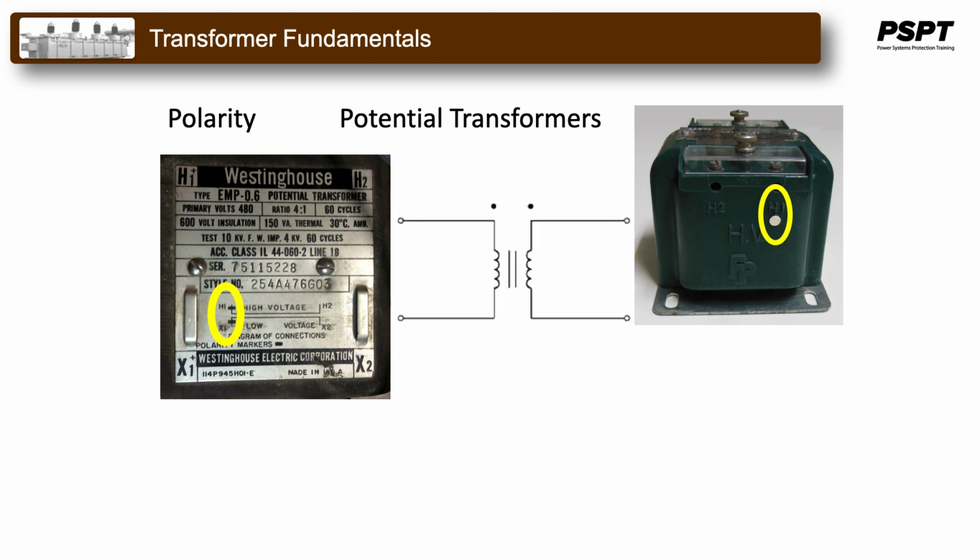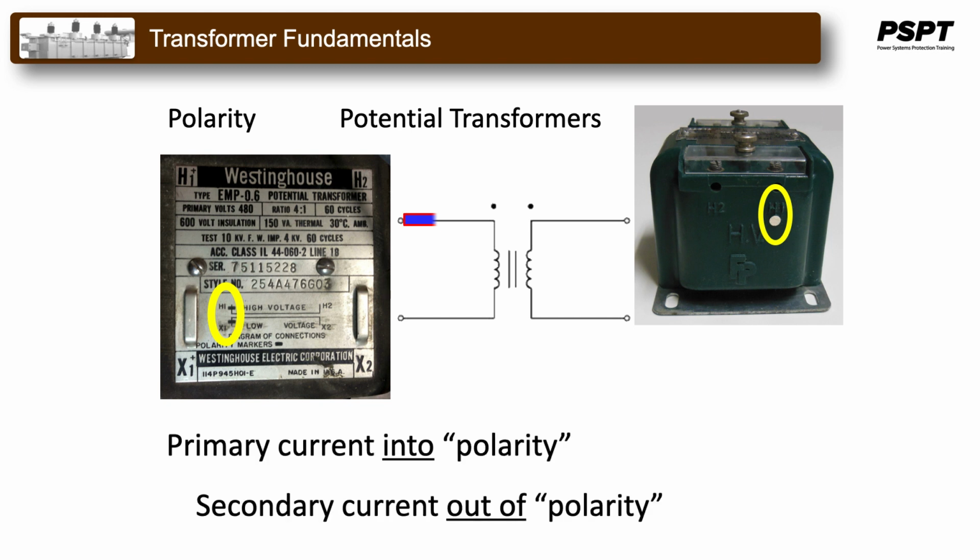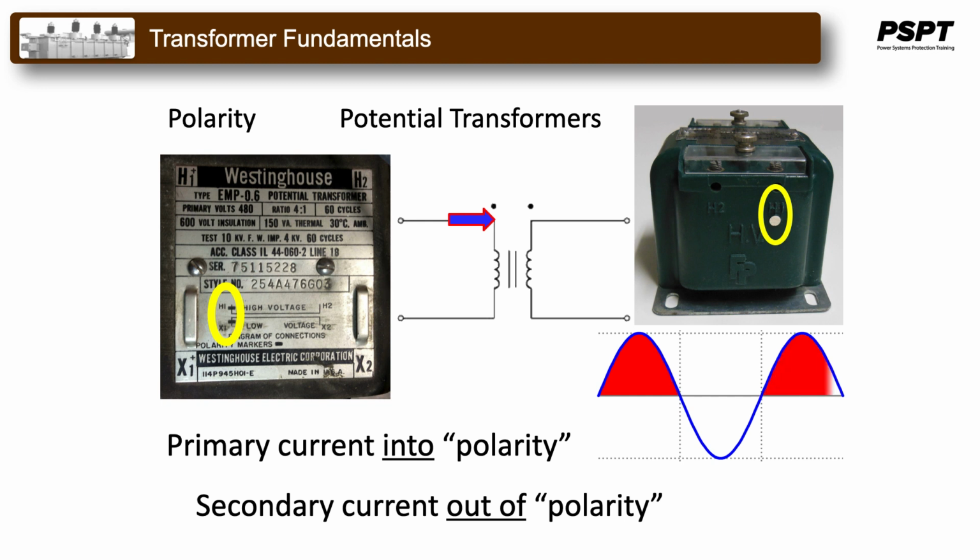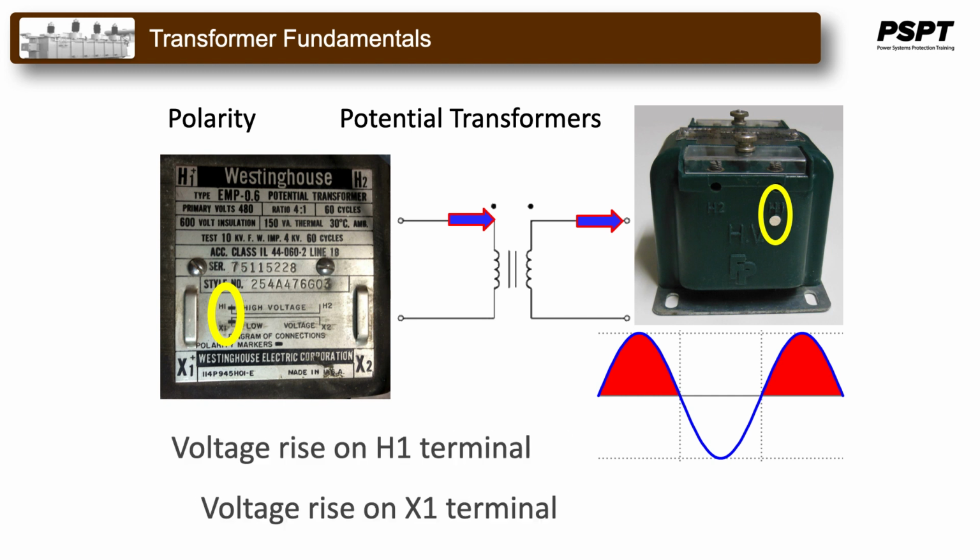As in the case of the CT polarity, the primary and secondary terminals are marked in such a way that when the primary current is positive during the sinusoidal half cycle, that's current into a polarity spot, the secondary current will be out of the polarity spot on the secondary. Or in terms of voltage, since we're dealing with voltage transformers, a voltage rise on the H1 terminal gives a voltage rise on the X1 terminal.